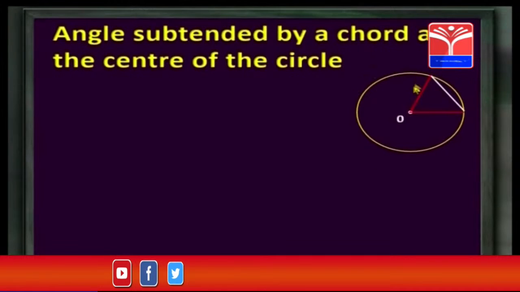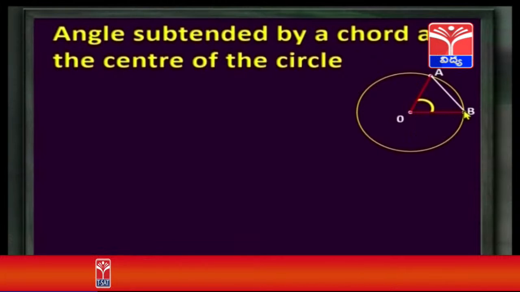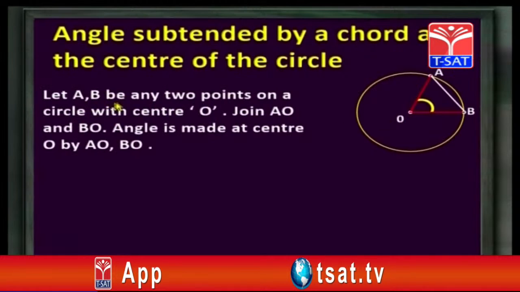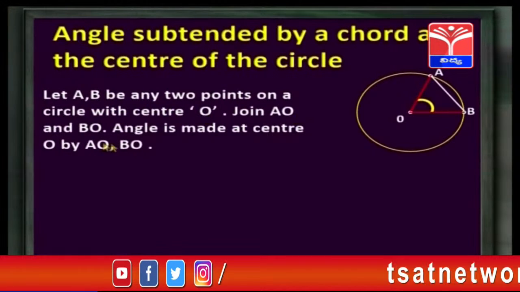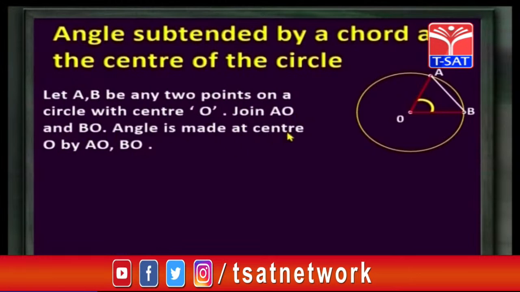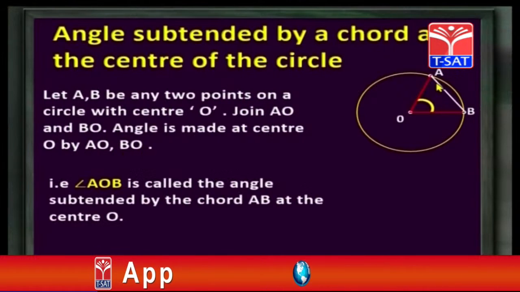So this is the circle, and OA and OB are two radii, and AB is a chord here. Now AOB is an angle made at the center. OA and OB are radii. Now let A, B be any two points on a circle with center O, join AO and BO. The angle is made at center O by AO and BO. Then angle AOB is called the angle subtended by the chord AB at the center O.